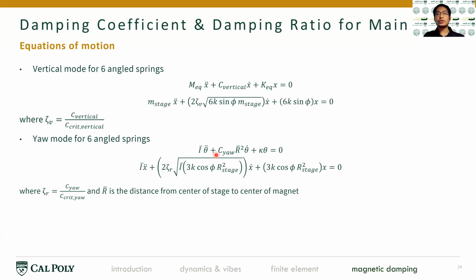So that's why you need to compensate with R bar, which is the distance from the center of the stage to the center of the magnet. And through a little bit of calculation, you can turn the equation into functions of the parameters of the spring, the radius of the stage, and the mass of the stage.